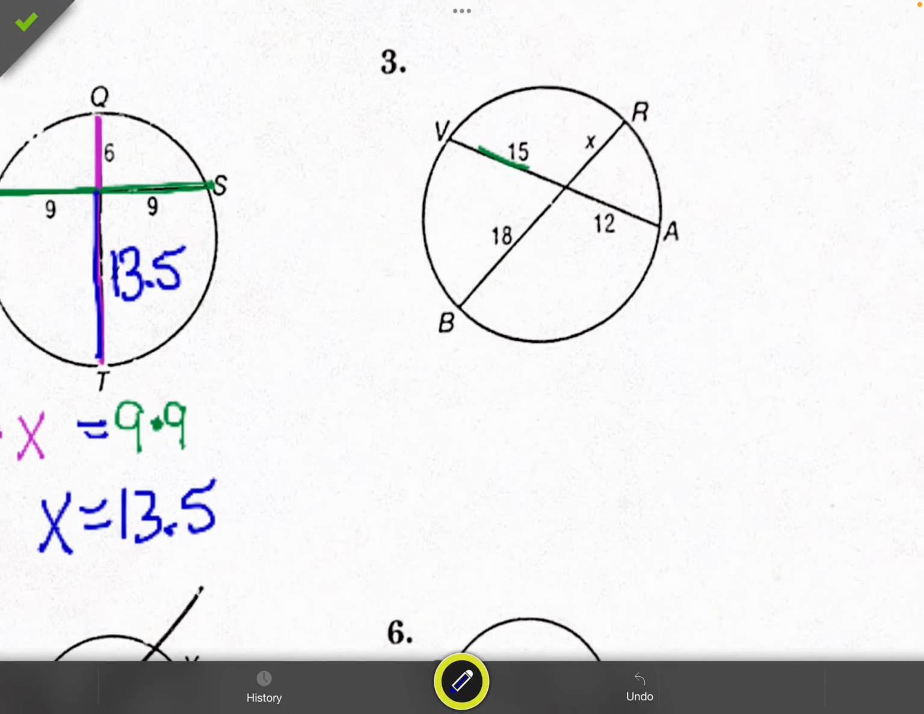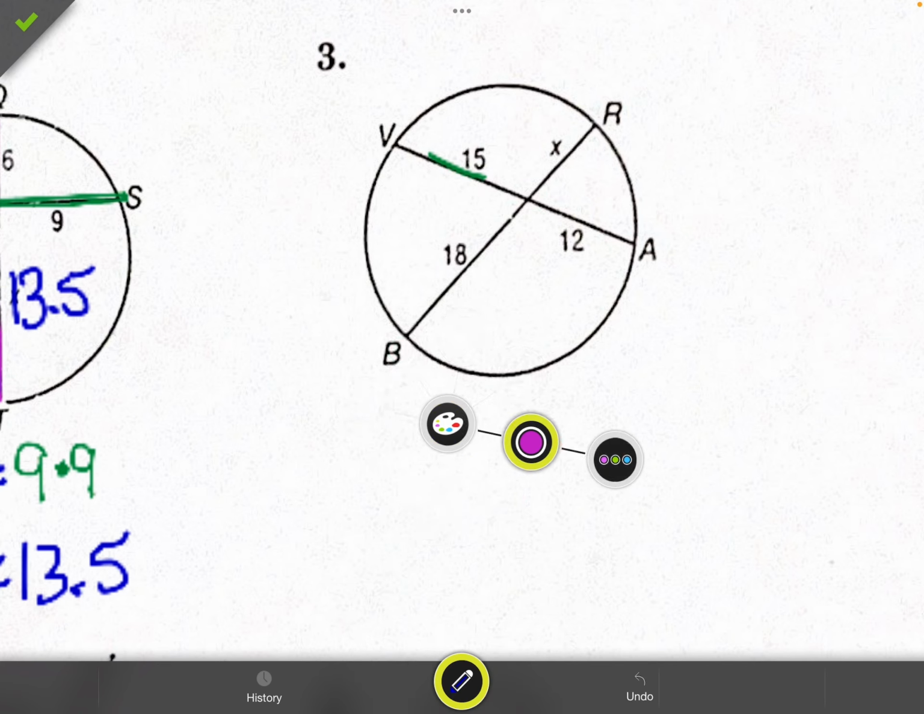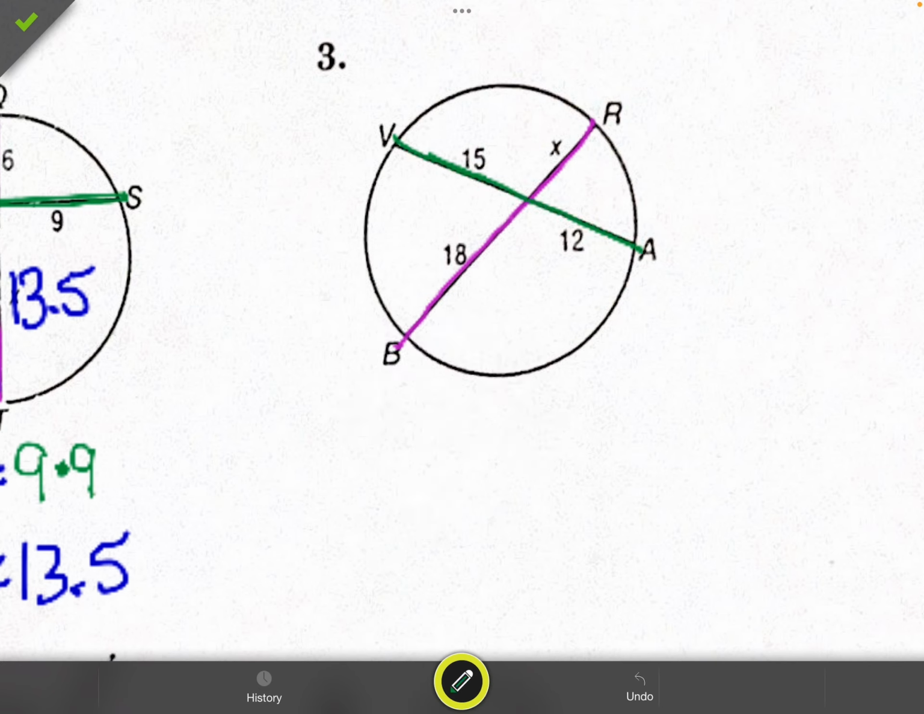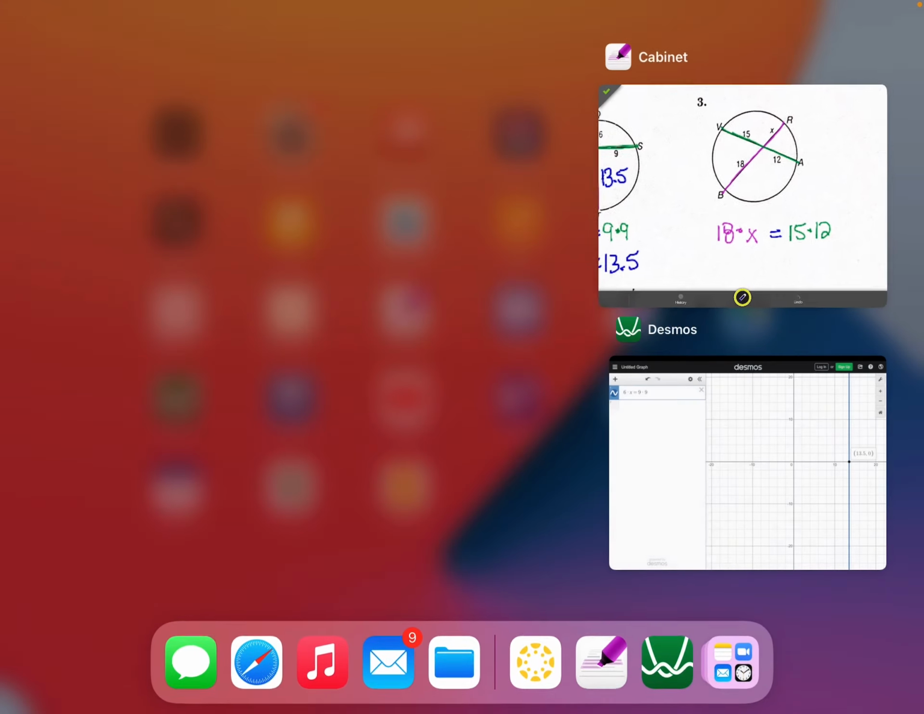All right, you pause and try number 3. Make sure you pause, try it yourself, and then come back and see if you did it right. Color code always helps you to make sure you don't mix up what numbers go with what. But again, go ahead and pause and then come back and check. Both of these are chords, so piece times piece, piece times piece, set them equal, type them into Desmos.